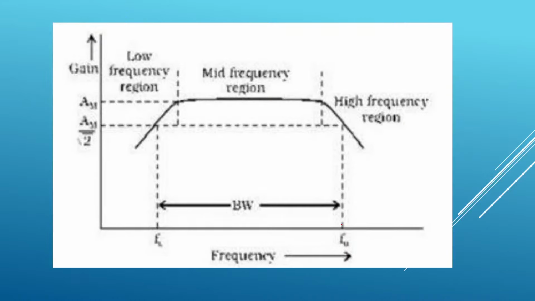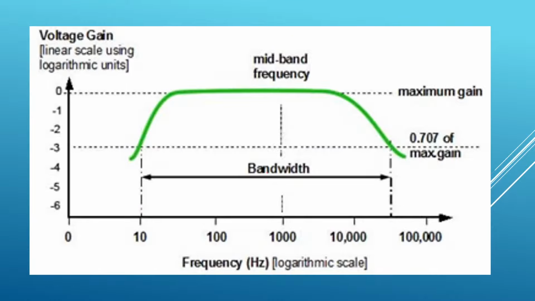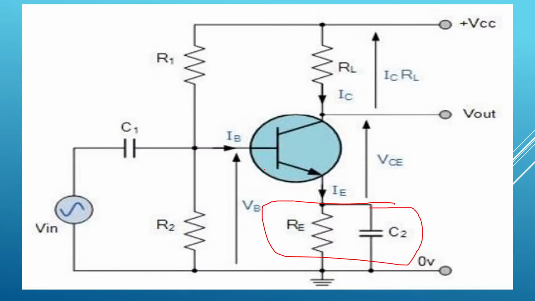Now let us consider high frequencies, that is, frequencies above FH. This is FH, so these are the high frequencies. At high frequencies, the reactance of the coupling capacitor C2 is very small. It behaves as a short circuit. So at high frequencies, the reactance of capacitor C2 will be very small. It acts as a short circuit.